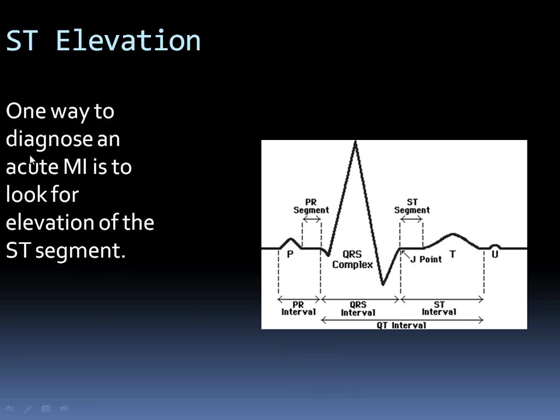So one way to diagnose ST elevation is to look for elevation of the ST segment. This is the ST segment, which is between the QRS and the T wave. Always look at this to diagnose ST elevation or ST depression.